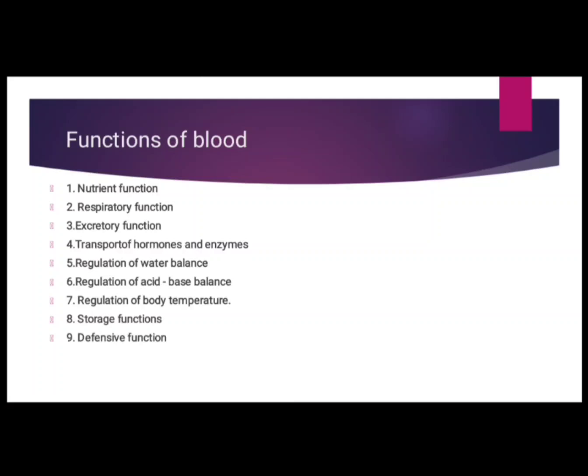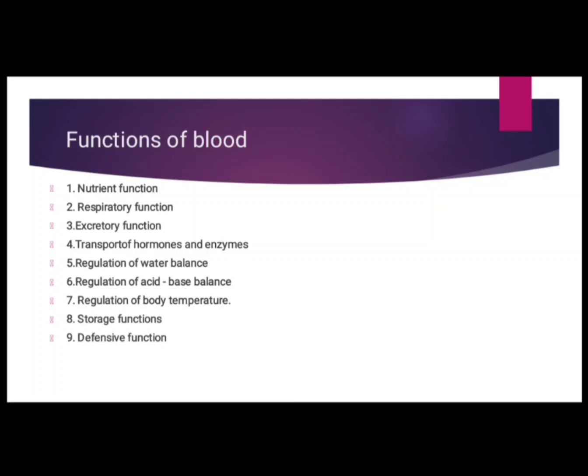Then, excretory function. Waste products formed in the tissues during various metabolic activities are removed by blood and carried to the excretory organs like kidney, skin, liver, etc. for excretion. Transport of hormones and enzymes: the hormones secreted by ductless endocrine glands are released directly into the blood. The blood transports these hormones to the target organs and tissues. Blood also transports enzymes.